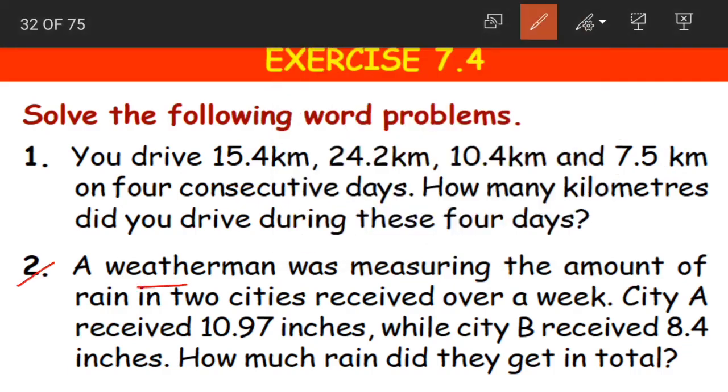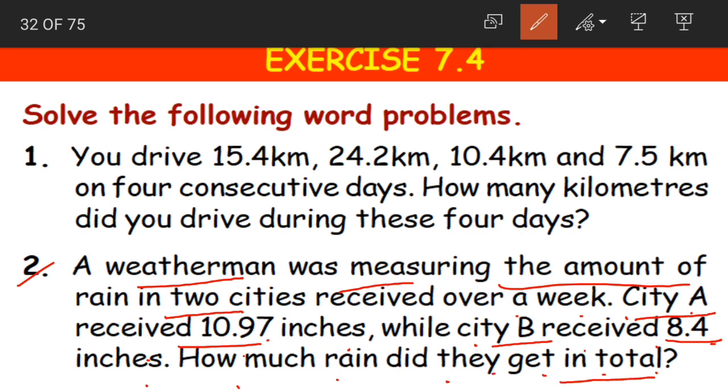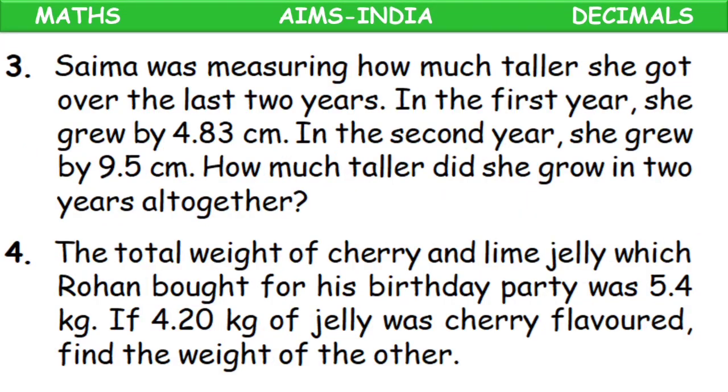Next question 2. A weatherman was measuring the amount of rain in 2 cities received over a week. City A received 10.97 inches while City B received 8.4 inches. How much rain did they get in total? Again, here also we are having the rainfall of City A and City B, that is 10.97 and 8.4 inches. So we should find out the total rainfall. How do we find out? We need to add. Yes, 10.97 plus 8.4 will give us the total rainfall.